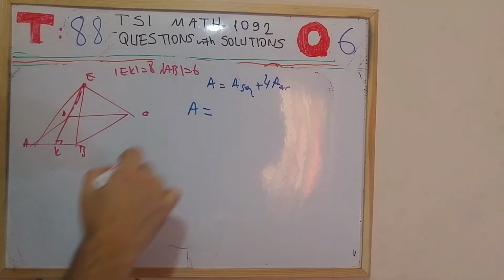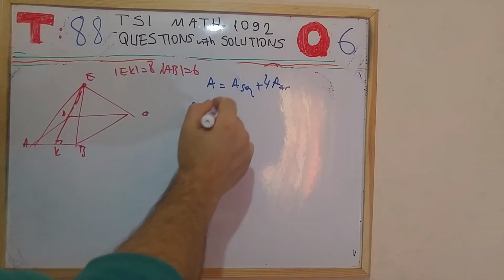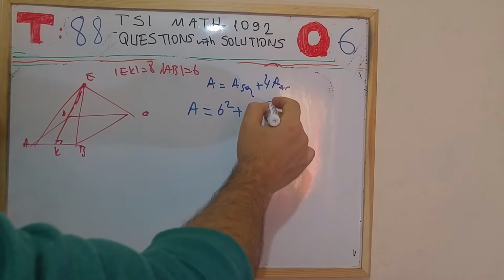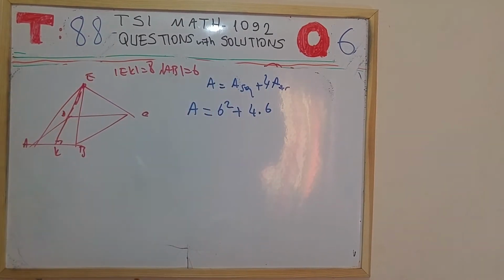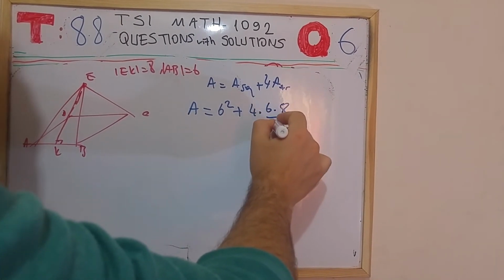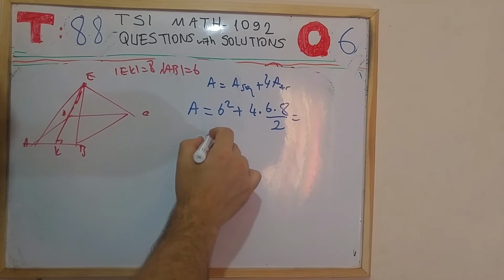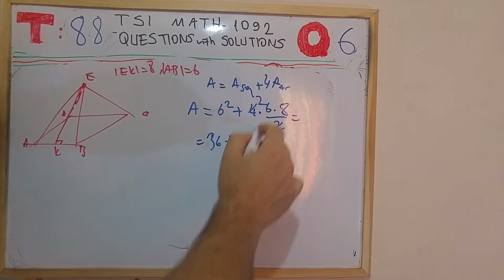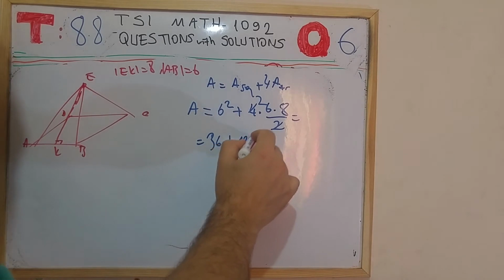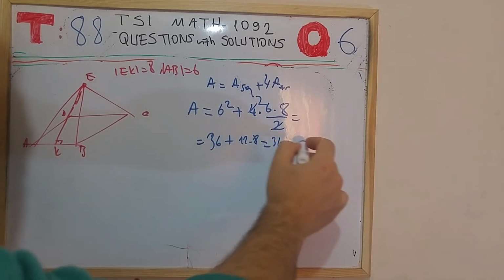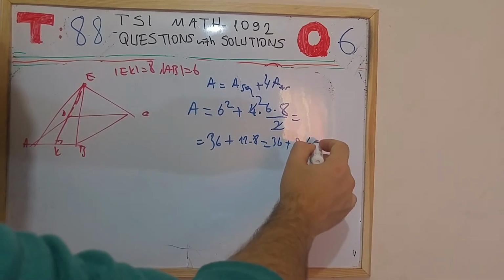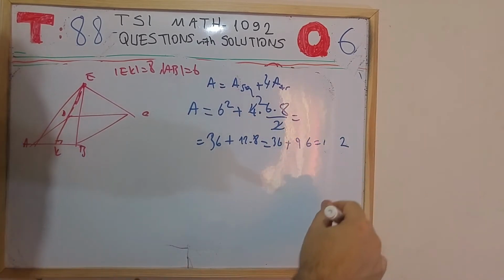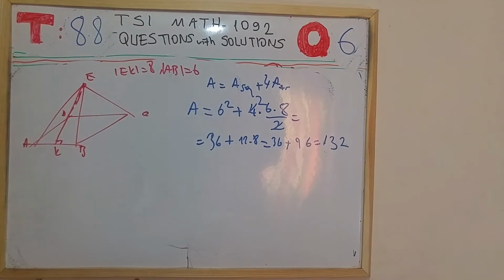The area of the square is equal to, I know that AB is equal to BC, and that is equal to 6, so that is 6 squared plus 4 times the area of the triangle. The base is equal to 6, and the height EK is given as 8 divided by 2. Then this is equal to 36 here, plus, when I simplify, this is going to be 2, and we have 16 times 12 times 8, which is equal to 36 plus 6 plus 6 is 12, and this is equal to 132.